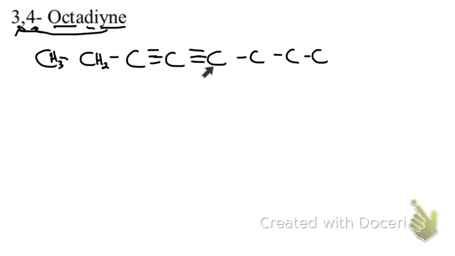This carbon has 4 bonds, so it's good. This carbon has only 2, so we're going to add in H2. This carbon has only 2, 1, 2, so we're going to add in H2. And this carbon only has 1 bond, so we're going to add in H3, because they all want 4. That's 3,4-octadiyne. Not a real molecule, but a molecule nonetheless.